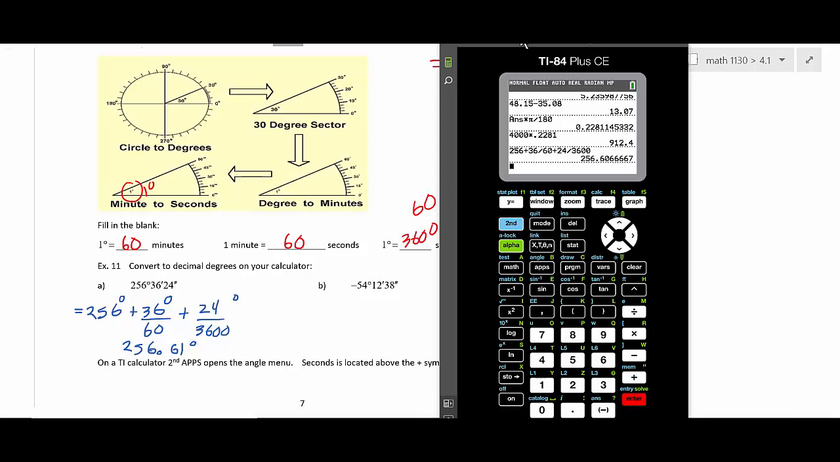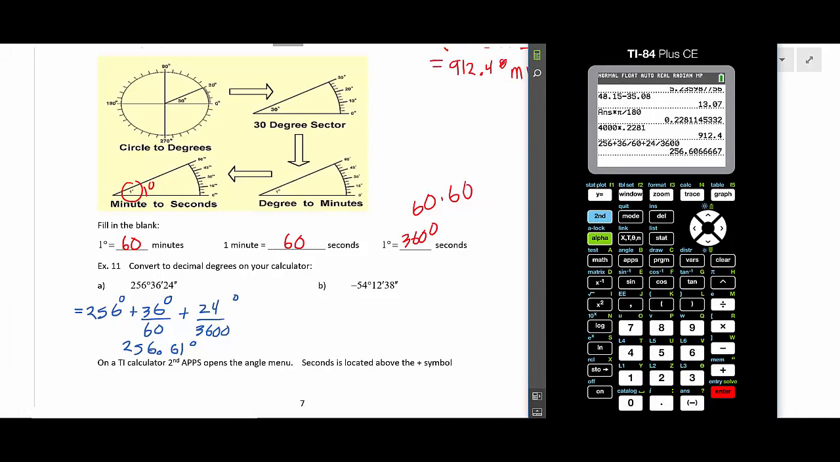Okay, the next one. This one you need to make a strong note on. Students mess up on this all the time because of the negative. So put beware or something. I'm not kidding. What you do is you do that on your calculator. You can go negative parentheses, or you can just not even put the parentheses in. What you don't want to do is just put the negative in without parentheses, or it will not do what it's supposed to do. So we just do 54 plus 12 over 60, and then plus 38 over 3,600.